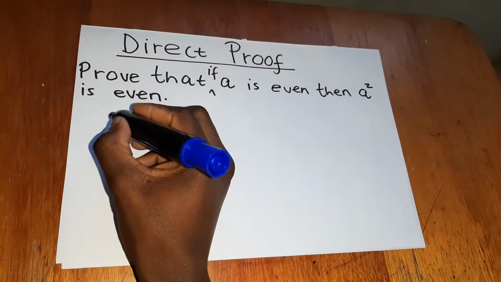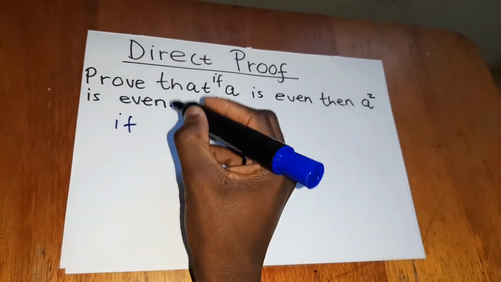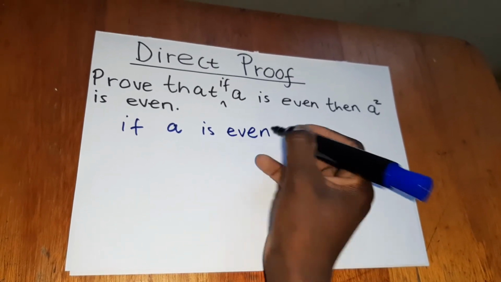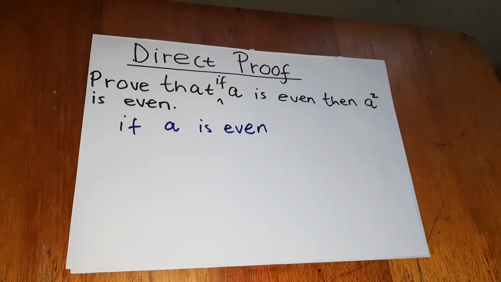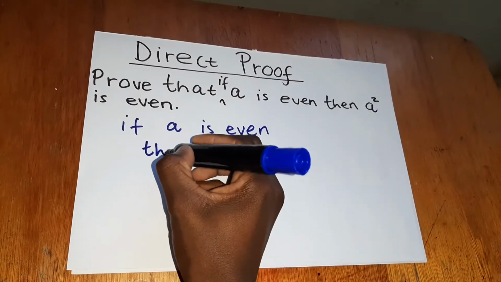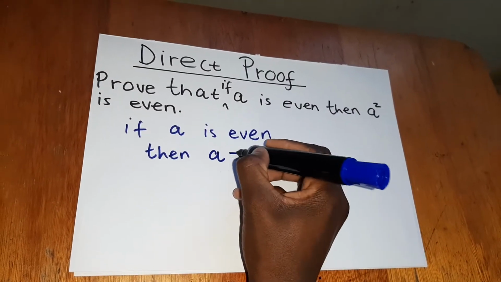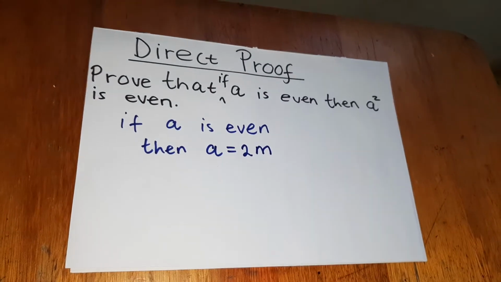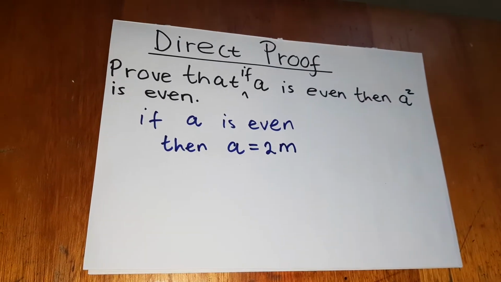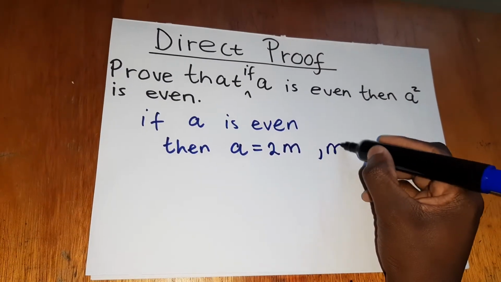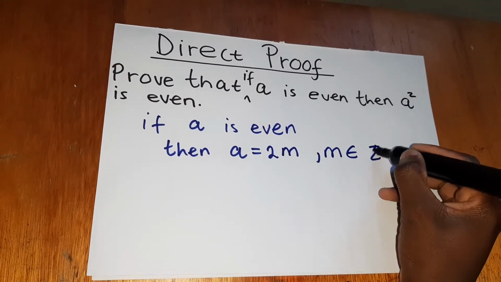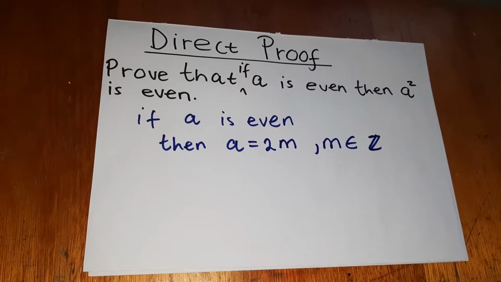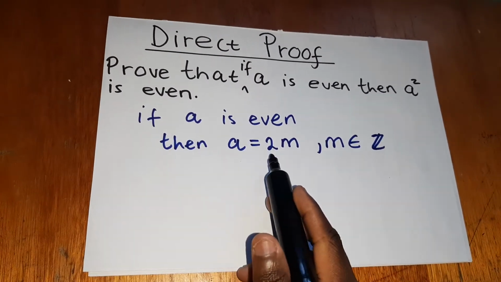Now we will say, if A is even, then what do we know about even numbers? If A is even, then our A can be expressed in terms of 2 multiplying something, right? So our A can be expressed as 2m, where our m is an element of what? Of integers. Now this is what we have. From here, we know that our A is equal to 2m.